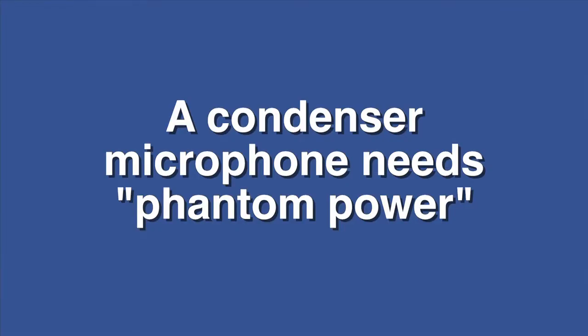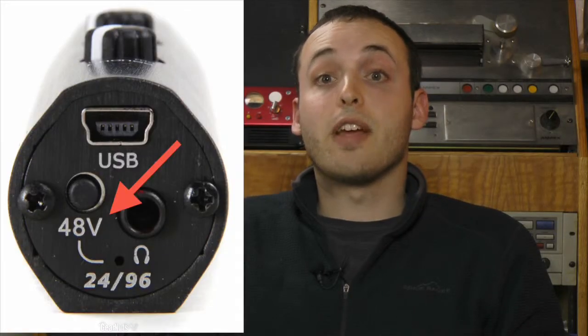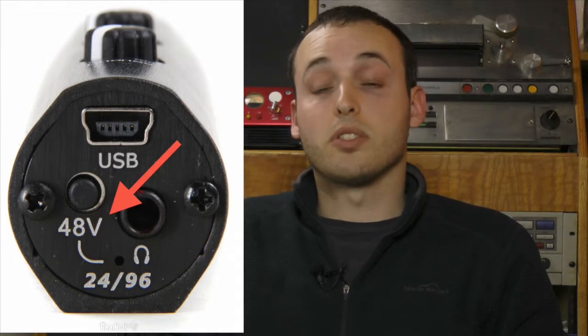One big difference between condenser and dynamic microphones is that a condenser mic needs phantom power in order to operate it. So you might be looking at your audio interface and you might see a button that says phantom power or 48 volts. Phantom power basically is what charges a condenser microphone. Dynamic microphones don't need this. A USB microphone doesn't need this. Let's take a look at a few different types of microphones.